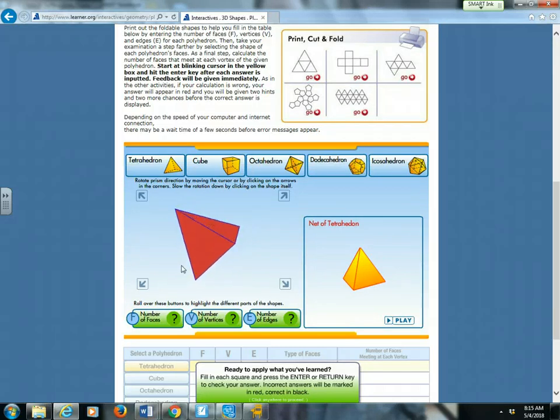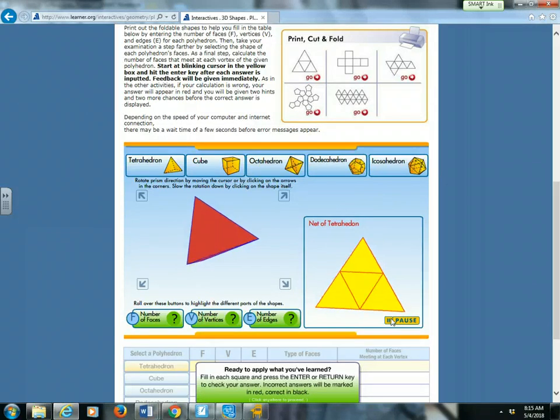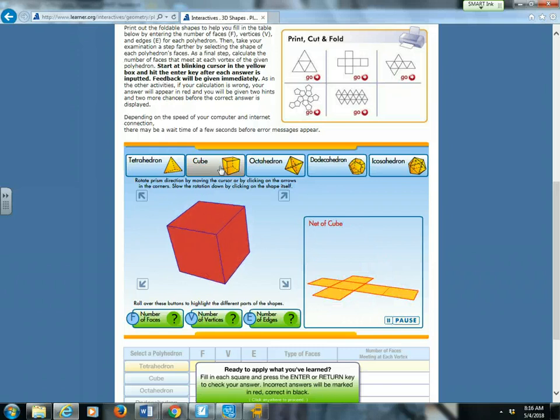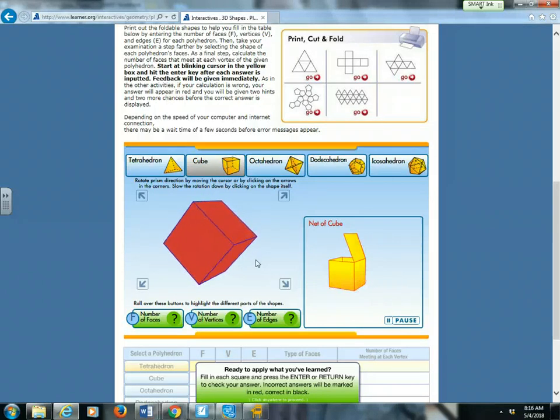Now if I were to draw the net of this, right now it's 3-dimensional. Watch how it unfolds into 2 dimensions. There's 4 triangles, and they fold back up into 3-dimensional. If we take a look at our cube, that has 6 sides. You can see the cube as it spins here. And then you can see how the net is made. So there's 6 sides, and then it folds up just like that.